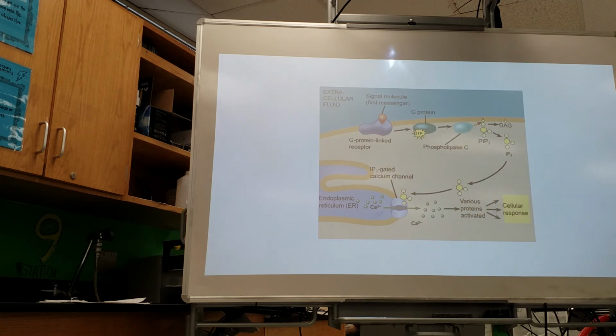You have a G protein coupled receptor. It's got a G protein that gets turned on. It turns on this protein, which is going to make IP3, which comes and opens up the calcium channel, and calcium comes out and does some other things.